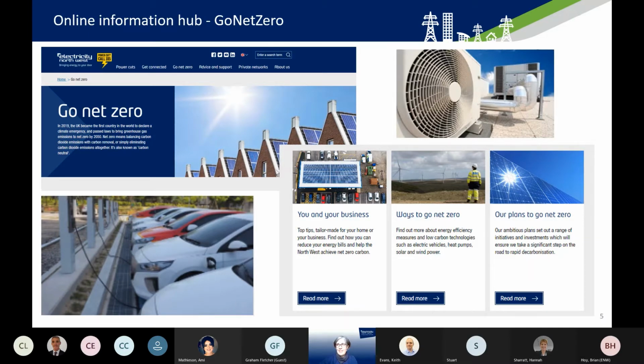At the last event, we gave you an overview of our Leading the Northwest to Zero Carbon plan, which sets out our plans and ambitions to decarbonise our own emissions, but also those to help businesses, colleagues and customers to do the same. So for this presentation, I'm going to focus on our Go Net Zero web portal, which has recently been launched and is a source of information to help businesses install low carbon technologies.